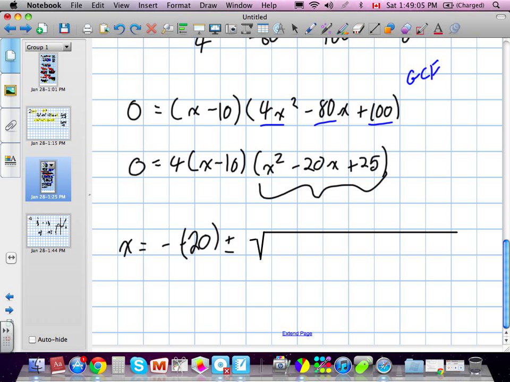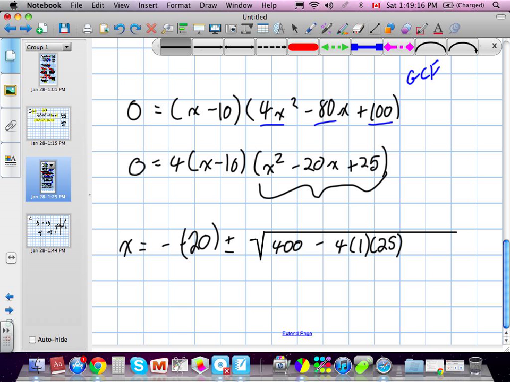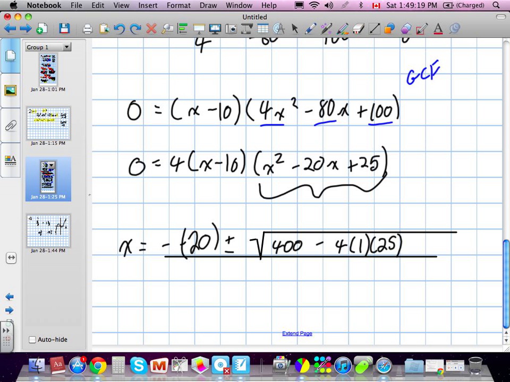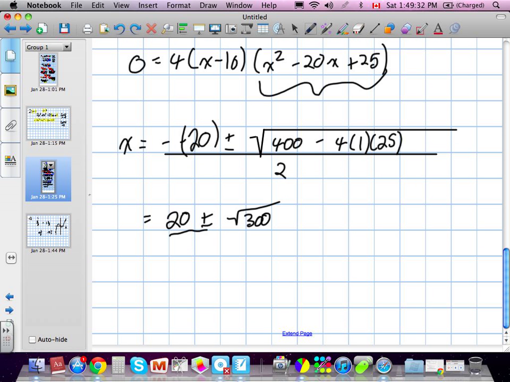Square root of b squared. So negative 20 squared is 400. I'm just going to try to go into this. 4 times a is 1, c is 25. And it's all going to be divided by 2 times a, which is just 2. So we are going to get positive 20 plus or minus 4 times 25 is 100. So we're looking for the square root of 300 divided by 2. Is that okay so far? 20 plus or minus square root of 300. 17.32.